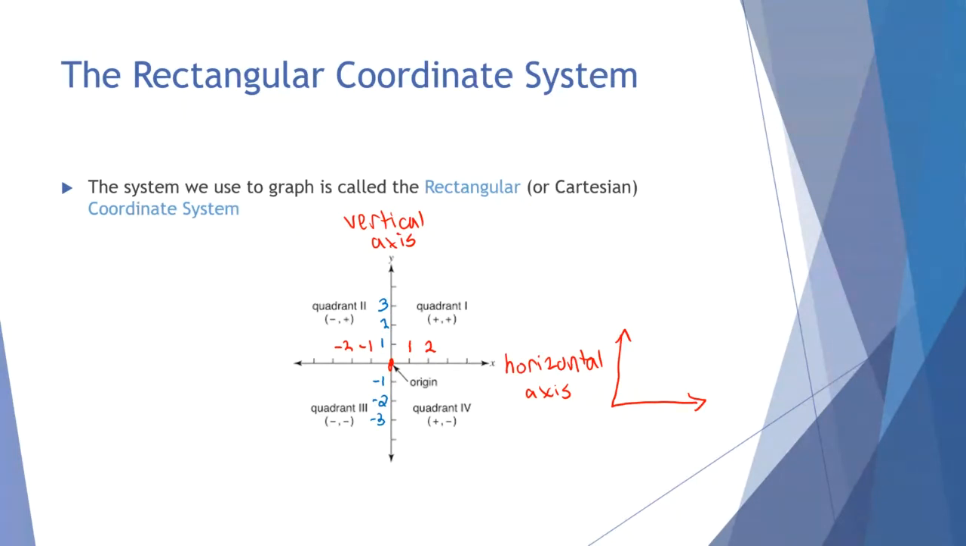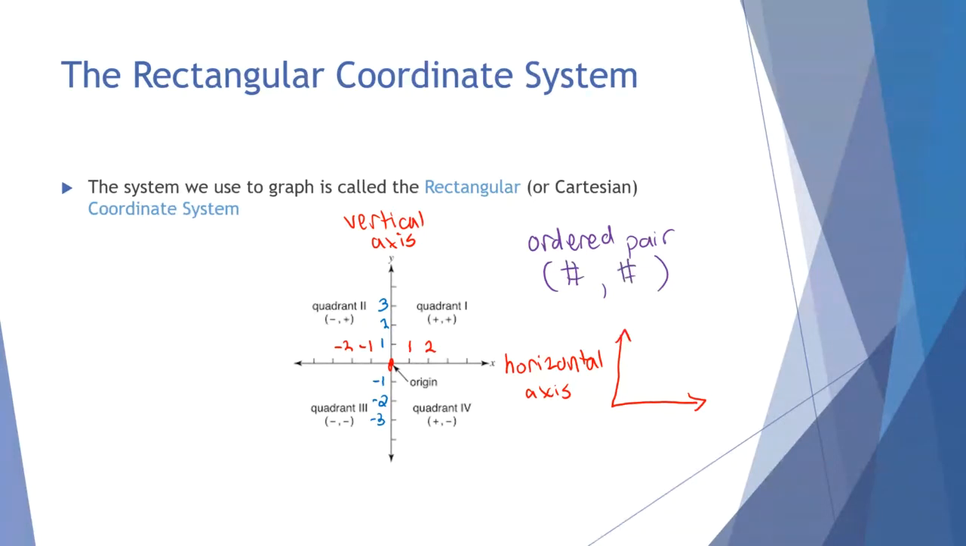And then this corresponds, we have these parentheses underneath the labels of each quadrant. These are called ordered pairs. An ordered pair is a pair of numbers that we refer to with parentheses, and we have two numbers.